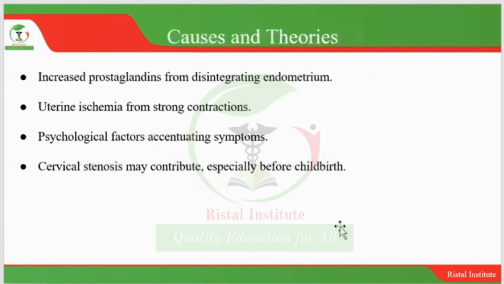So let us look at causes and theories of dysmenorrhea. The first one is increased prostaglandins from disintegrating endometrium. So they assume that the increased prostaglandins that result from the breaking down of the endometrium are what cause the pain. Then others state that uterine ischemia from strong contractions causes the pain. Others also state that psychological factors accentuate the symptoms. And others will state that cervical stenosis may contribute, especially before childbirth.